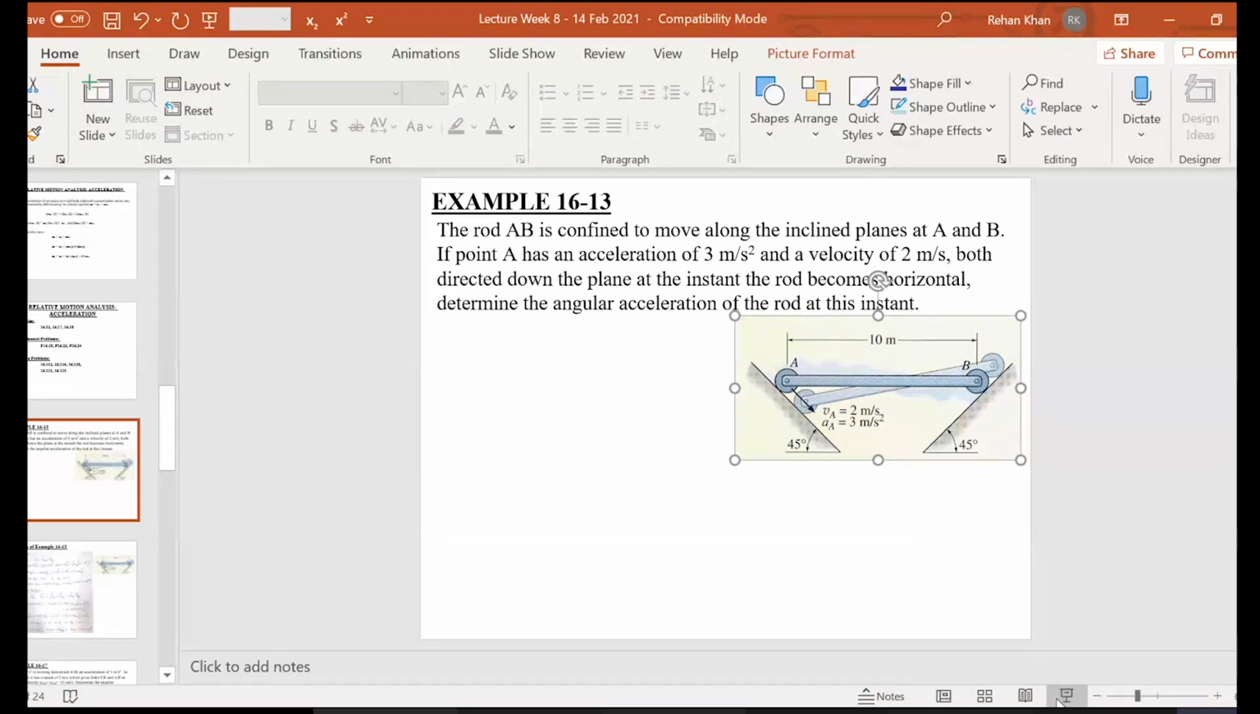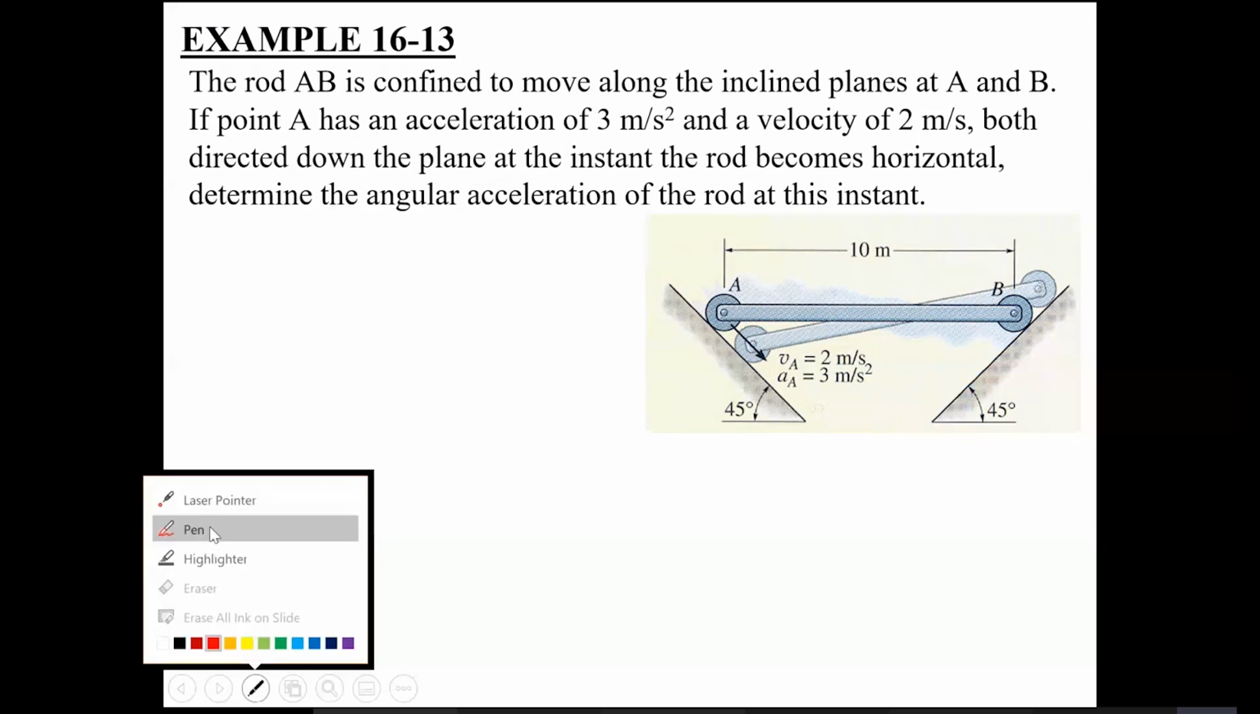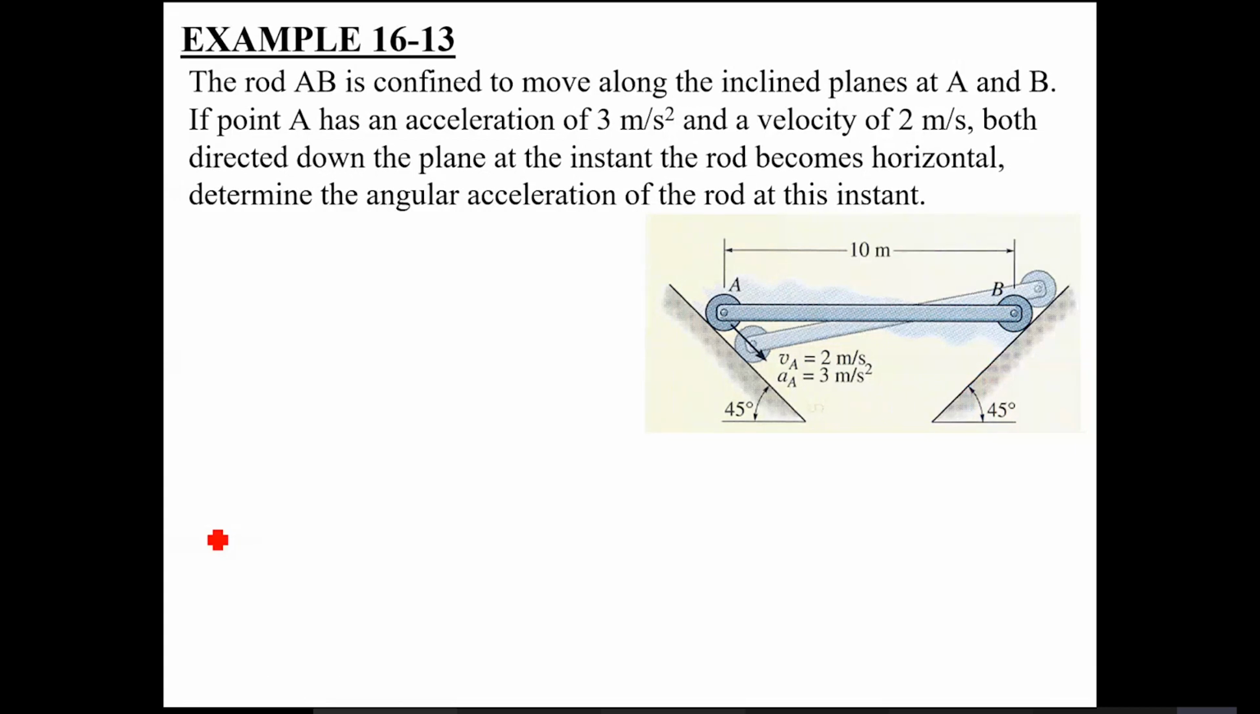There are three rigid bodies here. One is a roller A or rigid body A, the other one is rigid body B, and both these rigid bodies A and B are constrained to move along the inclines as shown in the figure, at 45 degrees. Then you have a rigid link connecting these two rollers, this link AB. It has a length of 10 meters, and it connects point A and point B with each other. So let us read the statement first of all.